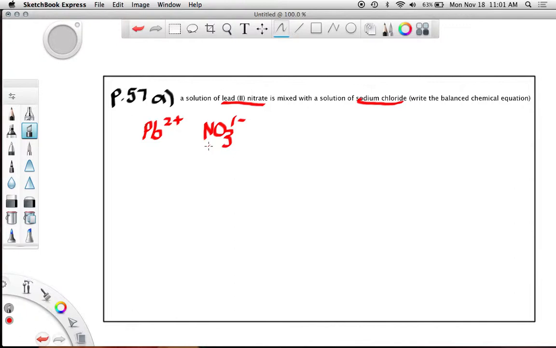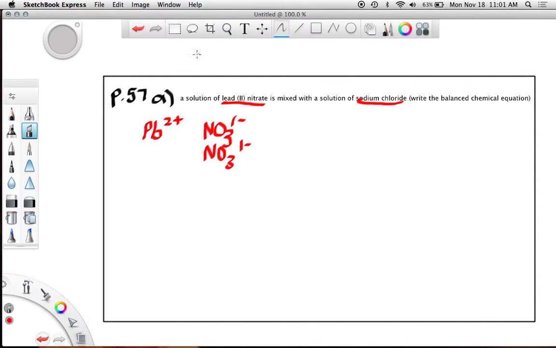What would the final formula be? How many leads do I need, or how many NO3s do I need? I need 2 NO3s because 1 minus and 1 minus makes 2 minus, and that balances 2 plus.